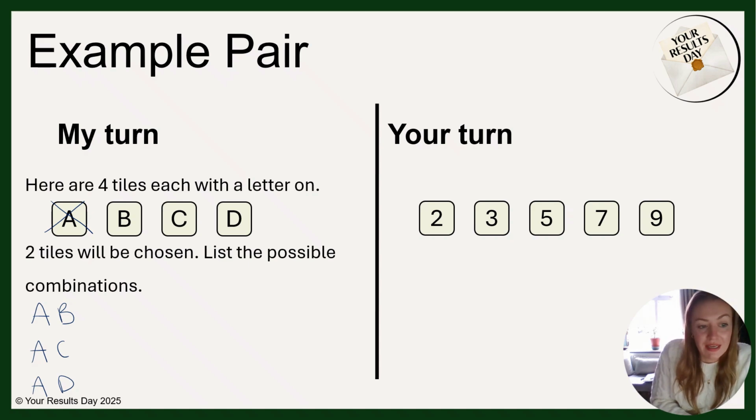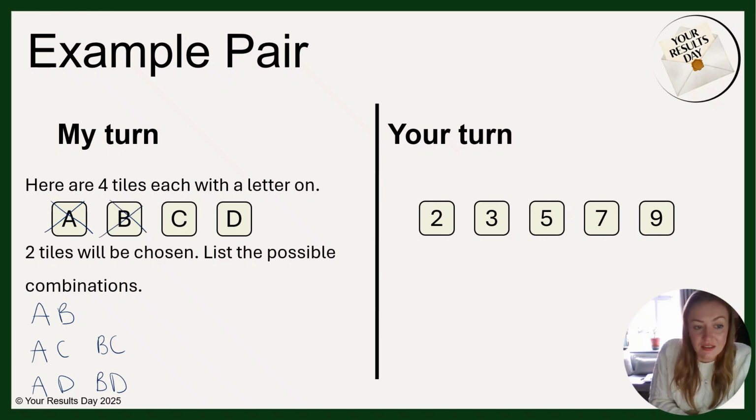Well, I've already paired A with B in the first instance, so I don't need to pair B with A. That's going to get me the same 2 tiles. But what I can pair is B with C and B with D. And then that's B done.